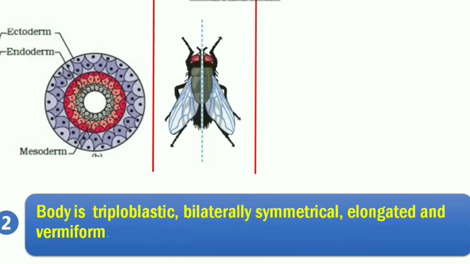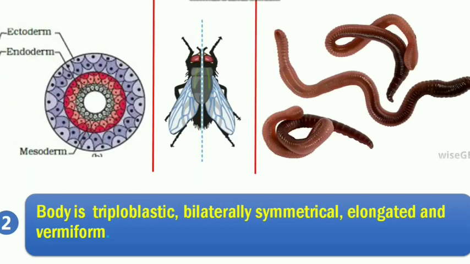Annelids are bilaterally symmetrical. We know what is meant by bilateral symmetry. If you can cut the organism into two equal halves through a plane passing through the center, it will be known as bilateral symmetry. Annelids are also elongated in appearance with a vermiform nature. So you can see here, it has a long nature along with the worm-like appearance. In this particular slide, I have used a fly figure for representing the bilateral symmetry, but keep in mind that flies belong to the arthropoda.